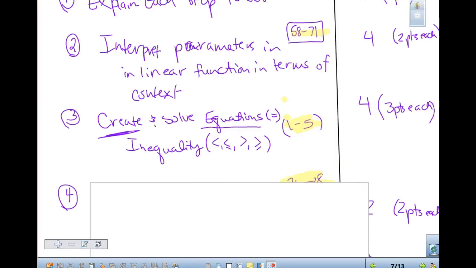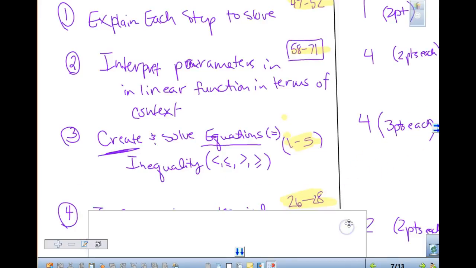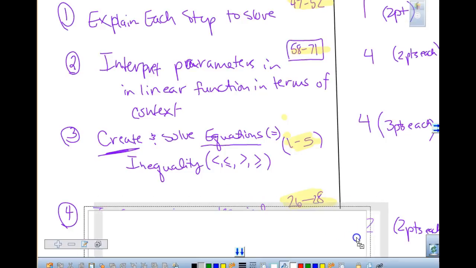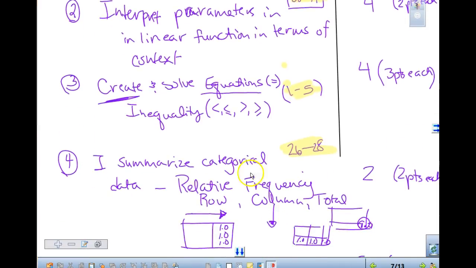So there's a few more standards the second day on the final. And again, we'll go through the review in just a minute. The next ones are from 26 to 28 in your review packet. 26 to 28. The standard is that we are going to, so we'll want to raise our hand to read that standard, 26 to 28. Yes, go. I can summarize categorical data by making 2-way table. Okay, so I can summarize categorical data by making a 2-way table.